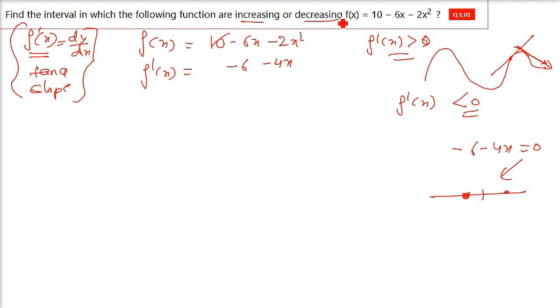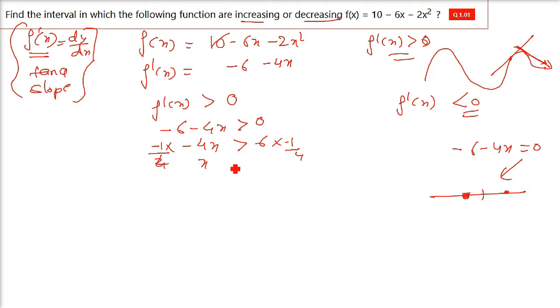So to see whether it is increasing or decreasing, we have to see whether f dash x is greater than 0 or less than 0. So f dash x greater than 0, that is minus 6 minus 4x is greater than 0. Taking the 6 to the other side will not matter for the inequality sign. Now we have to multiply by a negative in order to get the value of x. So better to multiply both sides by negative 1 by 4. Whenever we multiply by a negative on both sides of the inequality, the inequality changes. The greater than will become less than. So what do you get? 6 by 4 is 3 by 2. Negative is already there, so it will be minus 3 by 2. So x is less than negative 3 by 2.